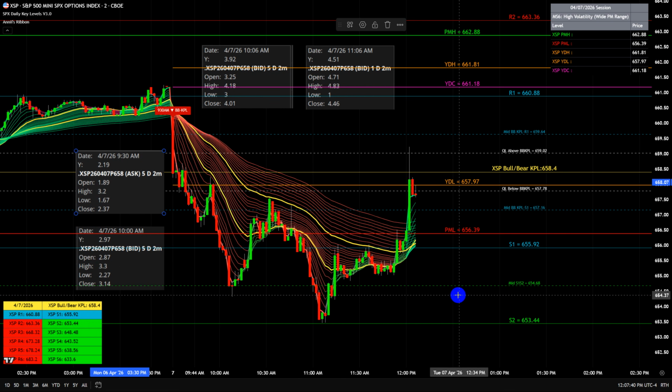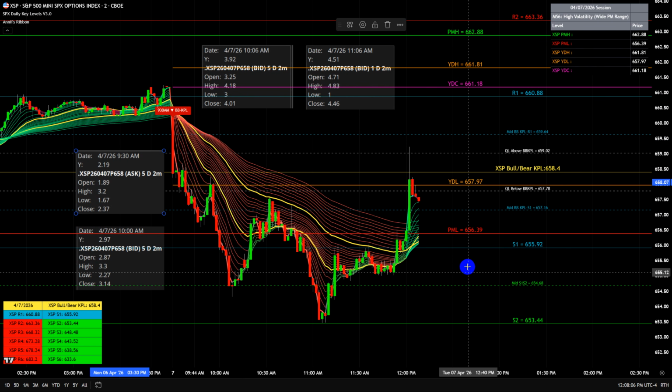So one thing to keep in mind with this particular indicator is that you can take bullish or bearish trades off of any of the main key levels. Again, the main key levels with this indicator are the bull bear key price level, the S1 through S6 levels, as well as the R1 through R6 levels, and also the contextual levels. The contextual levels with this indicator are the PMH, the YDH, YDC, YDL, and PML.